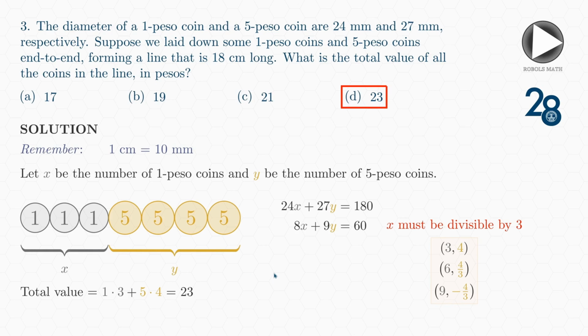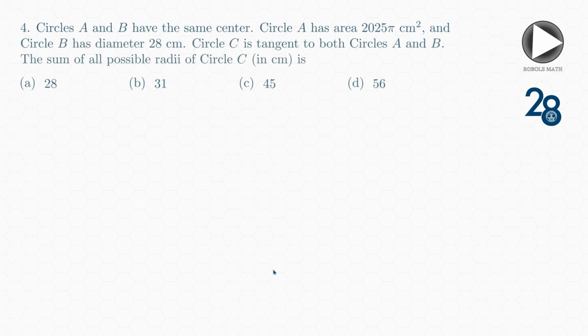Next, we look at the fourth problem. Circles A and B have the same center. Circle A has an area of 2025 pi square centimeters, and circle B has a diameter of 28 centimeters. Circle C is tangent to both circles A and B, and we're looking for the sum of all possible radii of circle C. I hope you understand the problem.